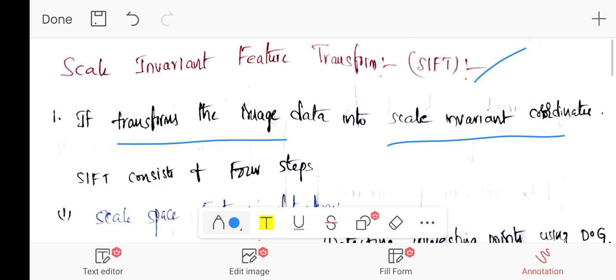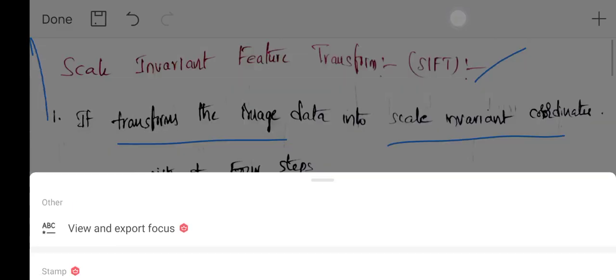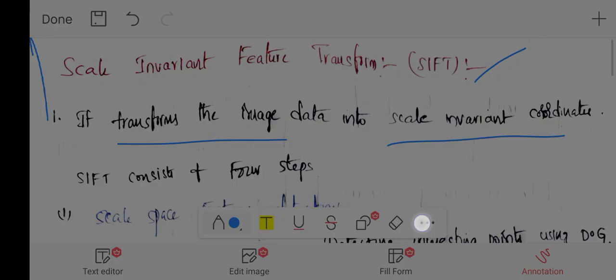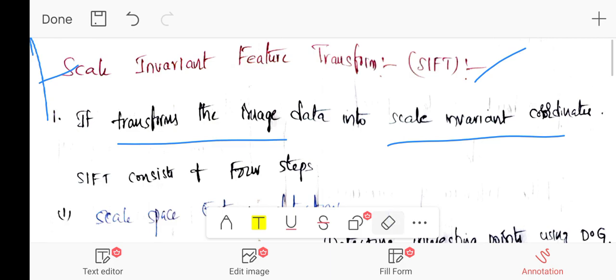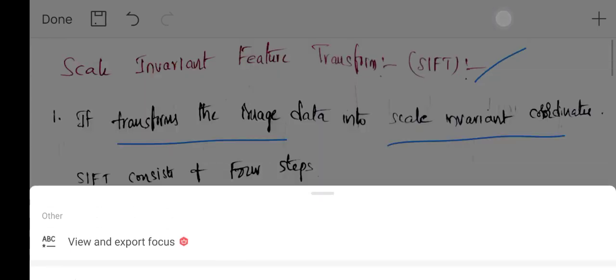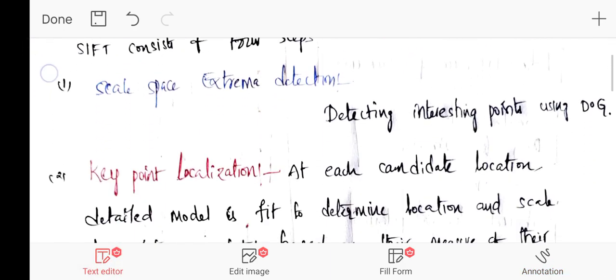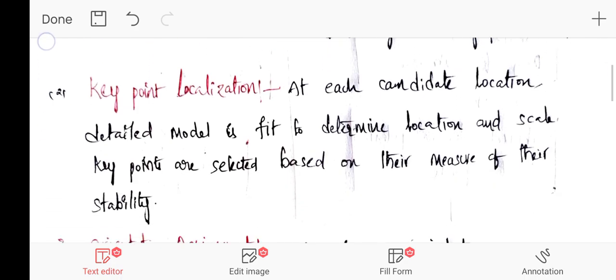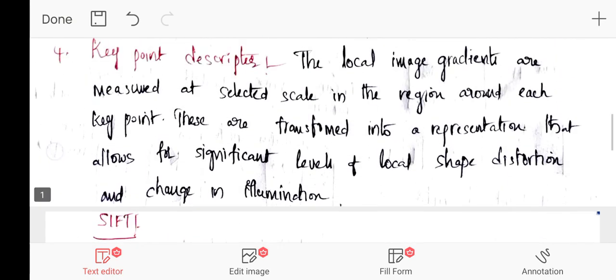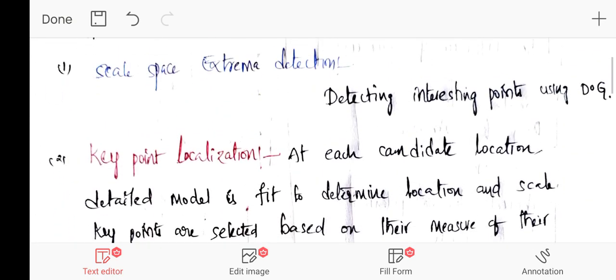So SIFT consists of four parameters, or we can also call them four steps. The first step is scale space extrema detection, the second is key point localization, the third one is orientation assignment, and the fourth one is key point descriptor. The first one is scale space extrema detection.